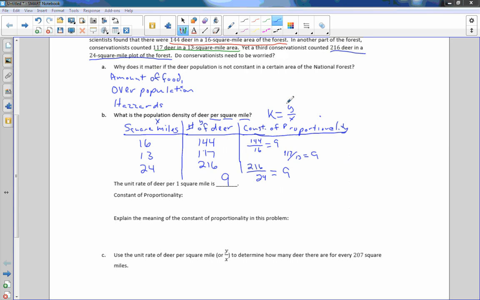The constant of proportionality is, well, that's our k equals y over x, and we'd simply say k equals 9, because all three of these, y over x, give us the same value. So there does exist a constant of proportionality. They are all the same, and that number is 9. And then it says, explain the meaning of the constant of proportionality in this problem. Okay, so what you would say is there are 9 deer for every square mile. That's what the constant of proportionality means here. For every square mile, there are 9 deer.